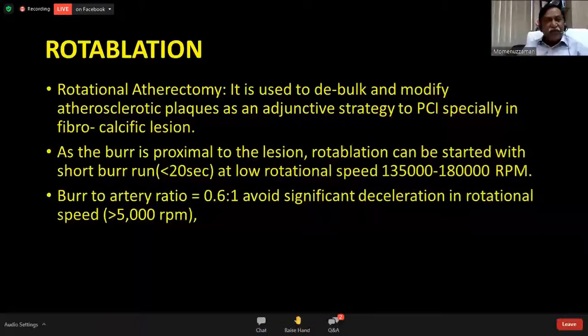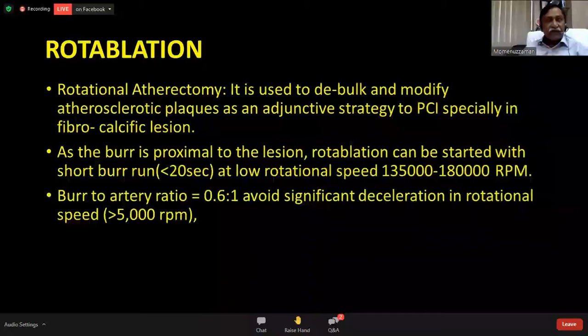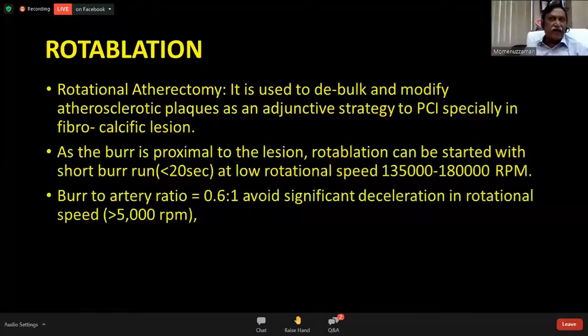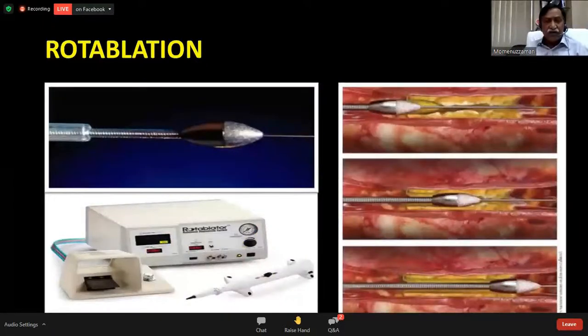So in the extreme form, what I usually practice, because in most of the cases, I should say 97% of cases, I use the method that I have described. In the extreme form, I use rotablation, where usually we take a burr according to the size of the vessel, and the burr ratio is 1:2.6. And this is the rota console and the rota burr.